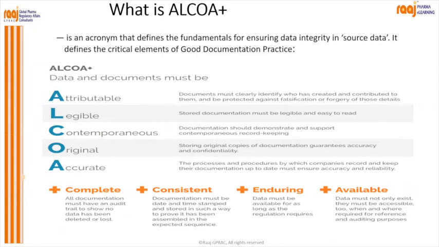So attributable, legible, then contemporaneous means what? The documentation should demonstrate and support contemporaneous record keeping, because there should not be any gap. Each document, each SOP should be linked. Suppose you are giving the reference of one document to another document, then you should see how it is linked, how the process is continued, and what the auditor or the reviewer has to review. So you have to give the hyperlink.